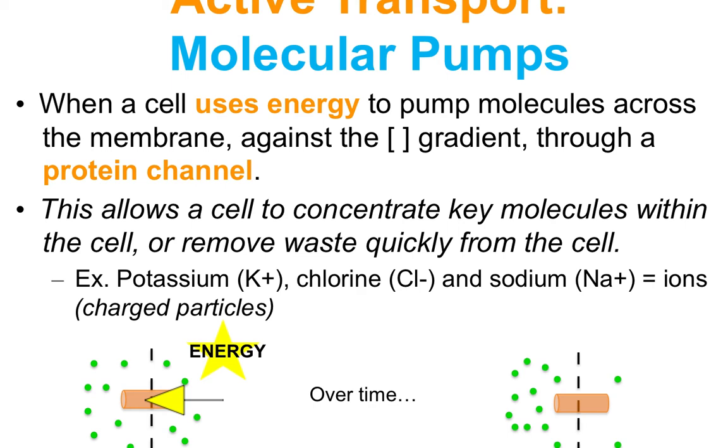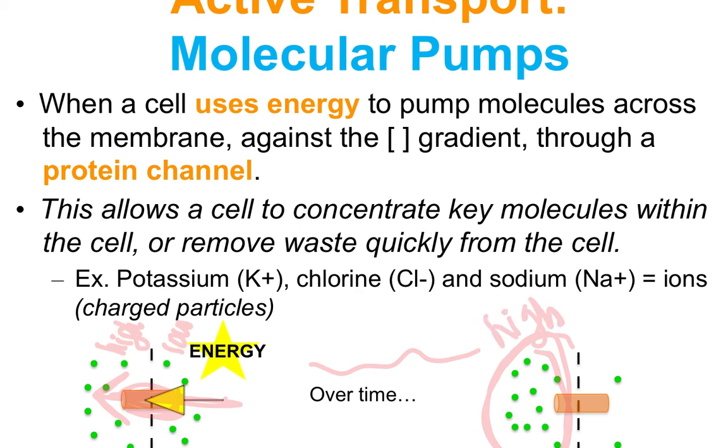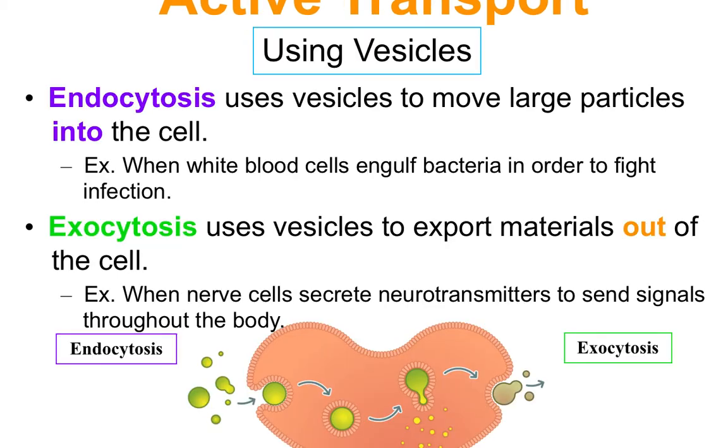So we're going to have these pumps, and these pumps are protein channels, just as seen before. But because this is active transport, it's low concentration on the outside and high concentration on the inside, and it's going to move it in the opposite direction it normally would, using energy. So over time, we see that we keep a concentration inside of the cell that's higher, and that's because the cell likes some of those things like potassium.